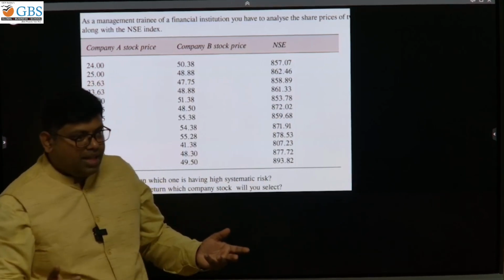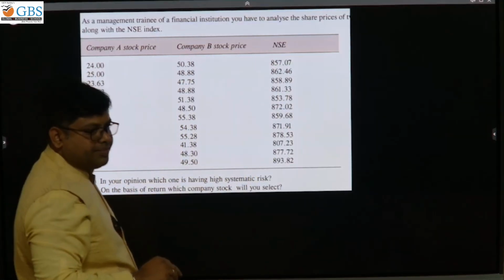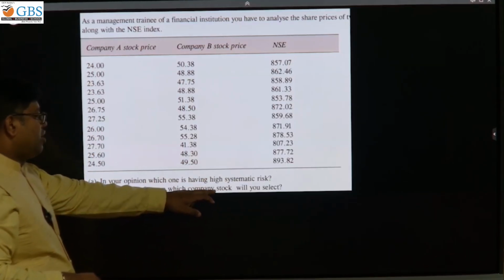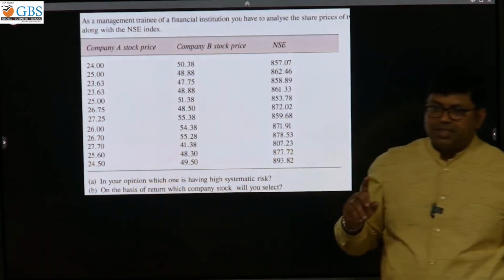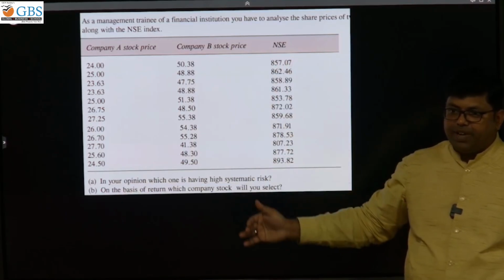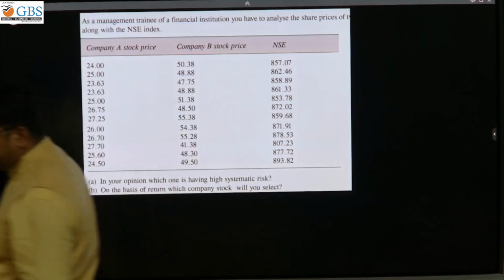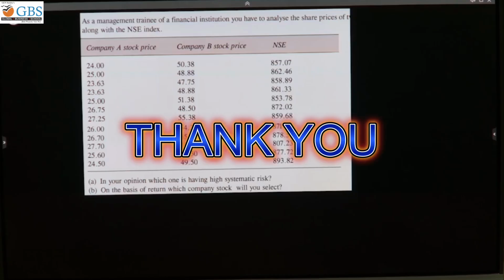So by using that formula, you need to find out RB with RM individually. Then on the basis of return, which company stock will you select? You have to find out also the return. Average return: find the returns, add them, and take the average. Here there is no probability. Simple. Is it clear? Done? Try it. It is there in a textbook, Security Analysis and Portfolio Management by Punithavathy Pandian.